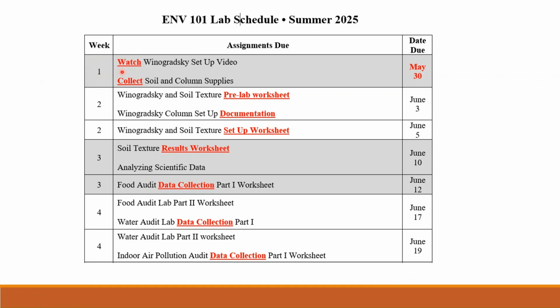I have just 2 assignments for you to do here for the lab. One is you need to watch the Winogradski setup video. There's a link on Blackboard and it starts on minute 22 for that video. It's just to show you what supplies you need to go get and how to set up the column. In addition, you need to go collect your soil sample and the column supplies. So again, the supplies and everything that you need to do is going to be in that setup video.